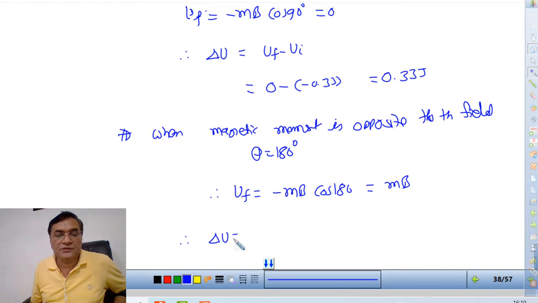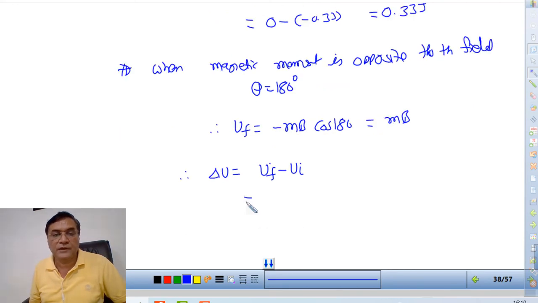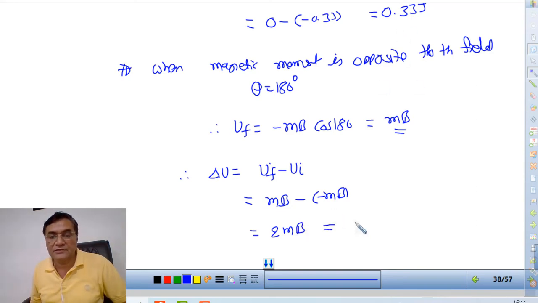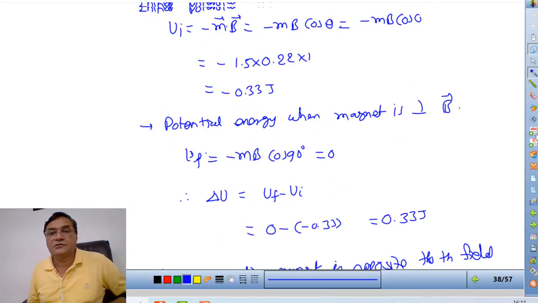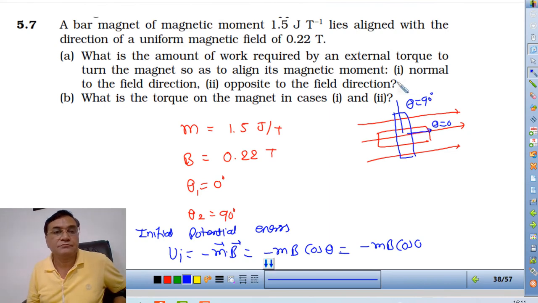Therefore change in potential energy is U final minus U initial. So what is my U final? MB, and what is U initial? Minus MB. So that is 2 MB. The calculation of MB we did, 0.33 came out. So 2 times 0.33 is equal to 0.66 joule. Okay, so this is the second answer, opposite to the field direction.